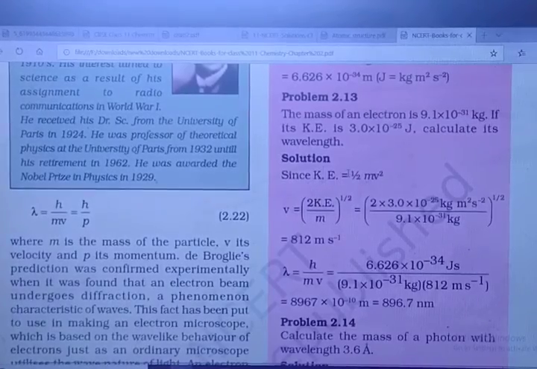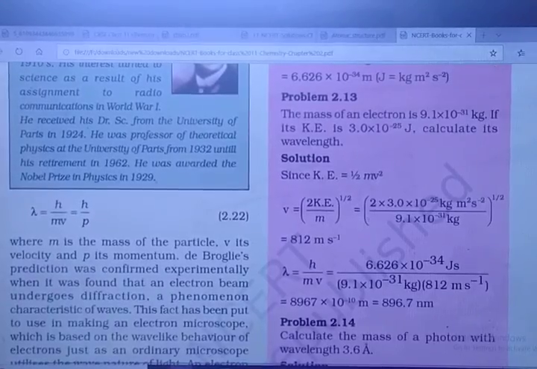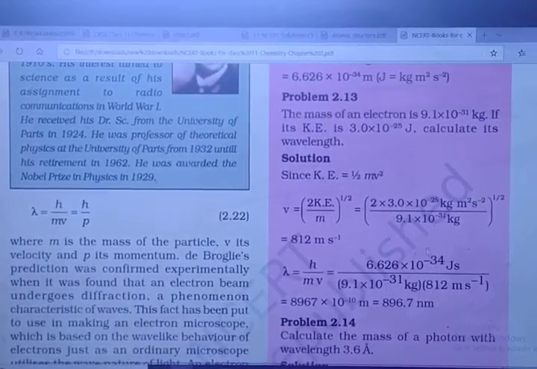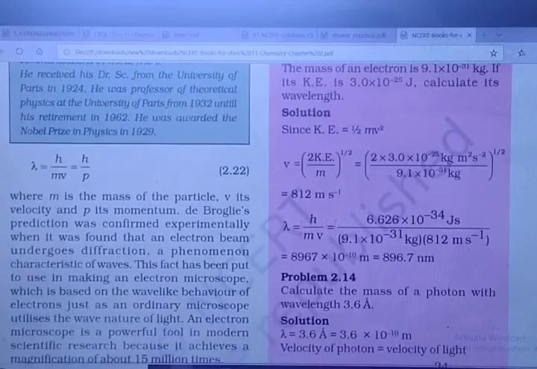Kinetic energy is equal to half mv square, right? So here the kinetic energy value is given, the m value is given. First of all, calculate the v value. So v square will be 2 kinetic energy upon m, so v will be under root 2 kinetic energy upon m. After calculating the value, you will get 812 meter per second.